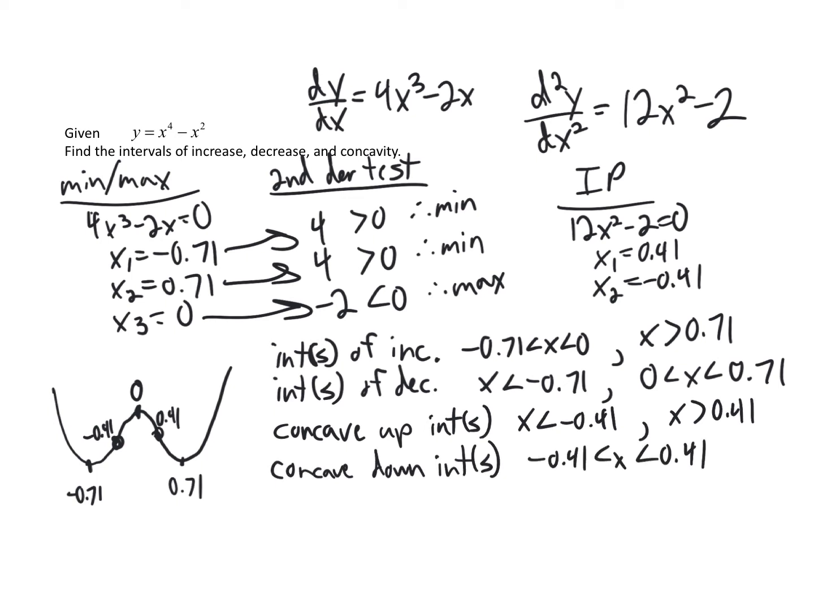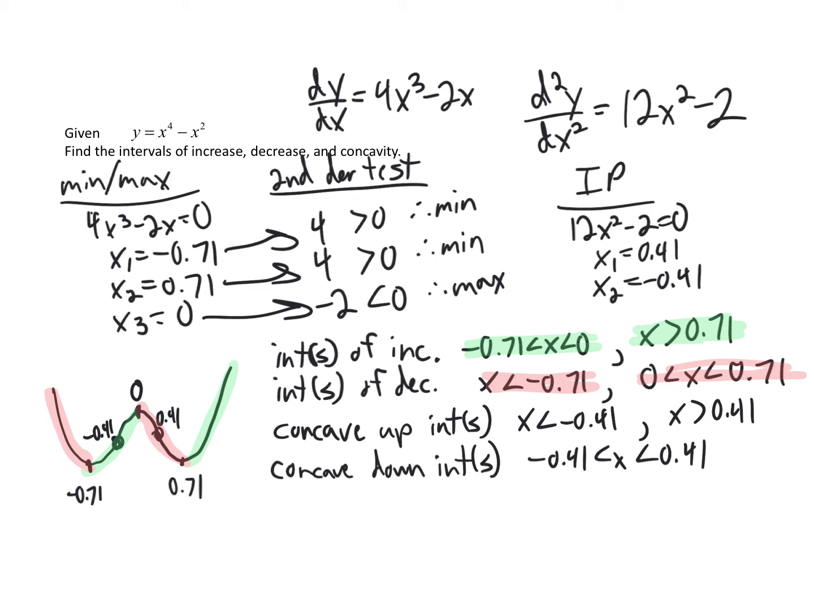Now let's take a minute and go through these in a little bit more detail. So intervals of increase. From here to here it's increasing. That was our first interval. And then above 0.71 it was increasing. So that was our second interval. For decrease, less than negative 0.71 was a decrease, and between 0 and 0.71 it was a decrease.